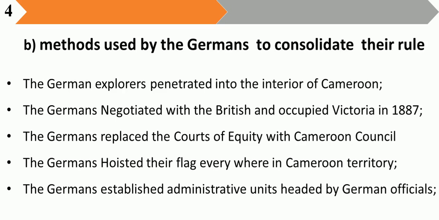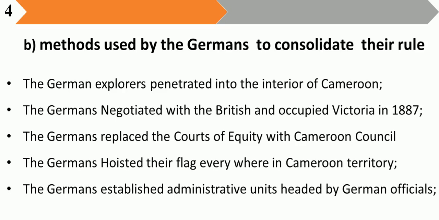The third method used by the Germans to consolidate their rule, to make themselves comfortable in Cameroon, was to replace the code of equity that was created by the British with the Cameroon Council. This activity was carried out by Dr. Max Buchner, who was the temporal administrator of Cameroon after annexation.